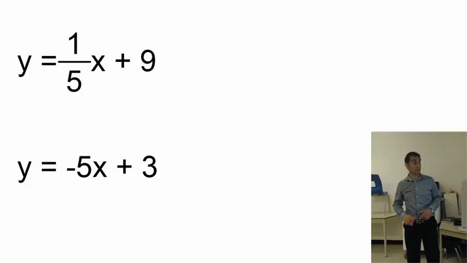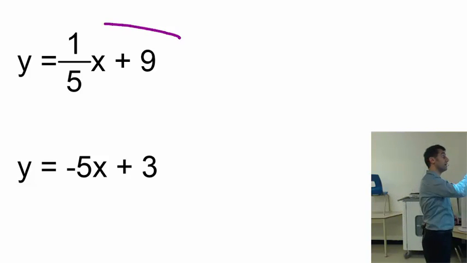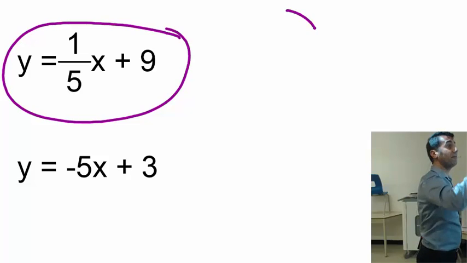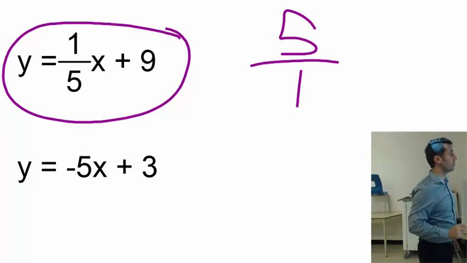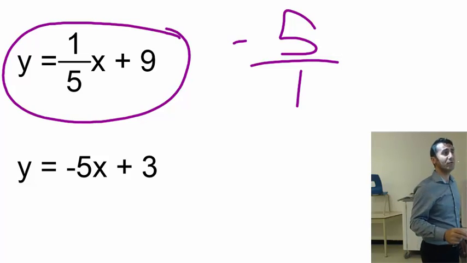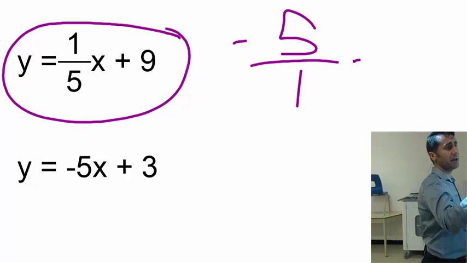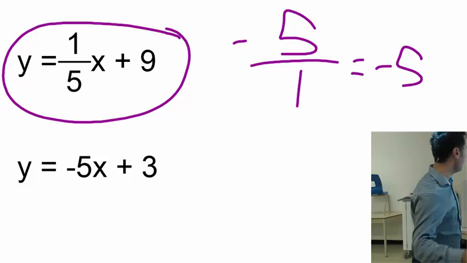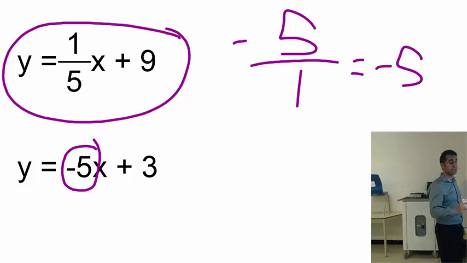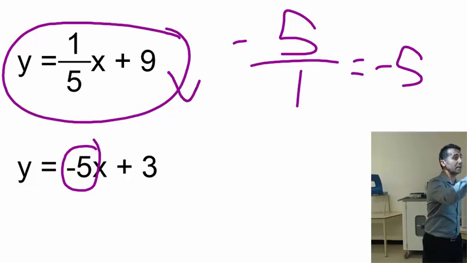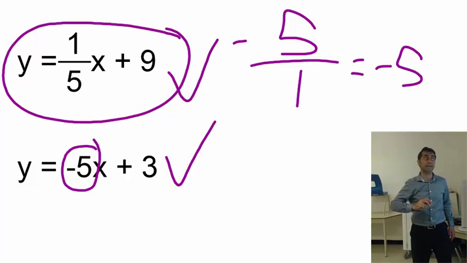And let's have a look at this example. If I want to create a perpendicular line to that, 5 will go down, 1 will go up, I'm going to have the negative sign. What is minus 5 divided by 1? That is minus 5. And that's the number I see here, meaning two lines are perpendicular lines.